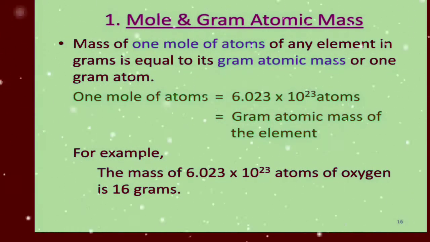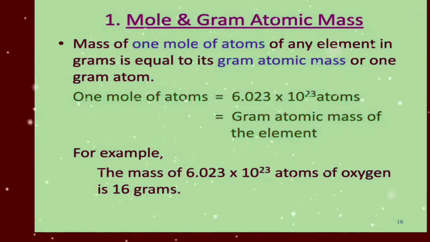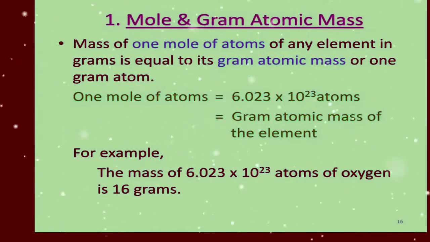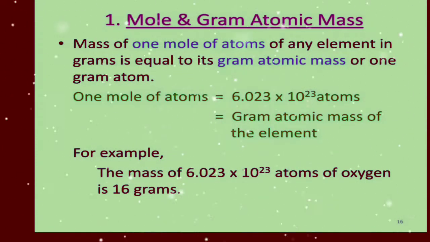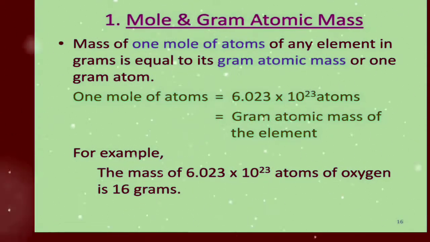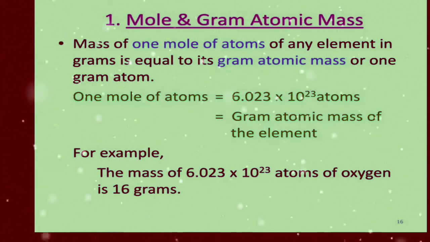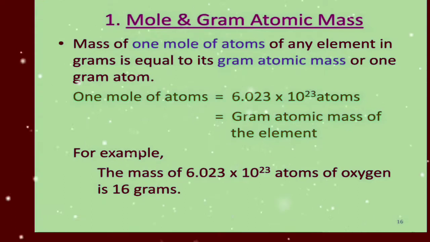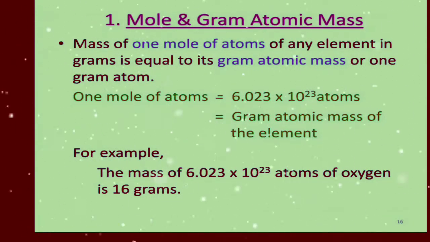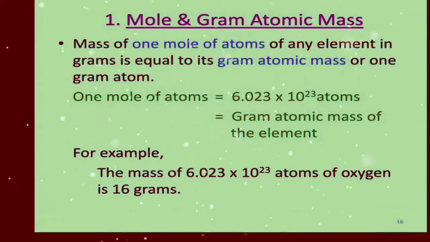So the number of particles, 6.02 × 10^23 atoms, is equal to 1 mole of atoms of an element, which in the case of oxygen will be 16, and in the case of hydrogen it will be 1. So maybe an element has more atomic mass or less atomic mass, the 1 mole of any element will be equal to 6.02 × 10^23 atoms. So the mass of 6.02 × 10^23 atoms of oxygen is 16 gram.